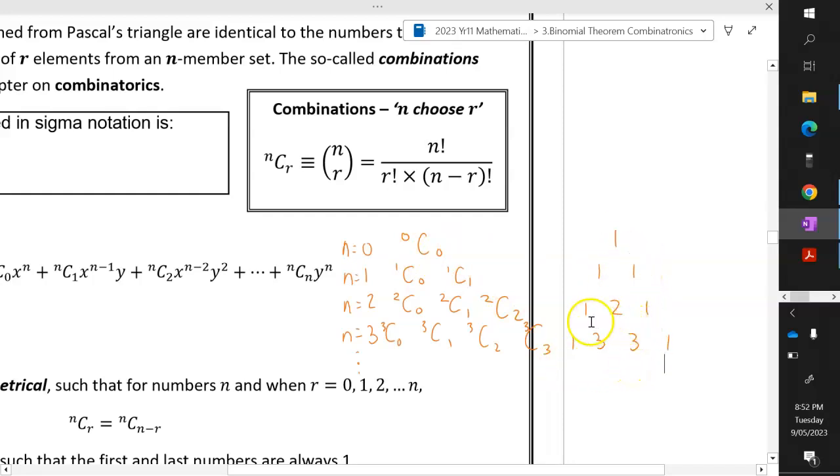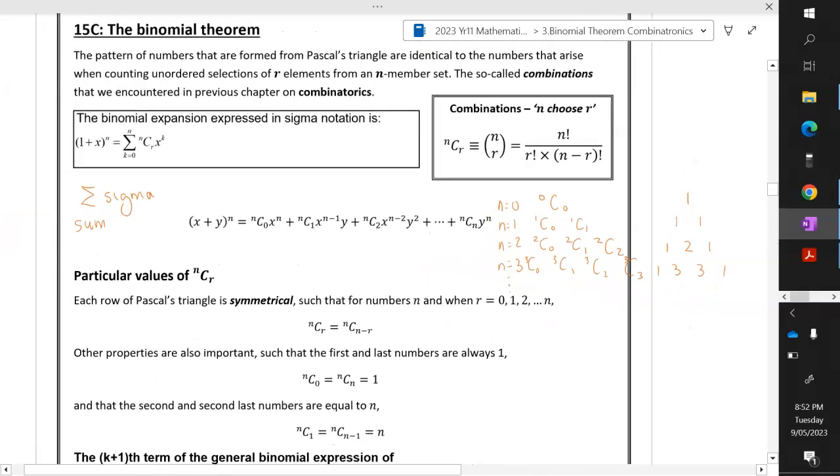So that's what we're going to do in this section. Instead of actually calculating Pascal's triangle by drawing it from scratch, we can work out what the coefficient is at any point within that triangle based on its n value and its position value. So it's a heck of a lot easier to work out our coefficients.